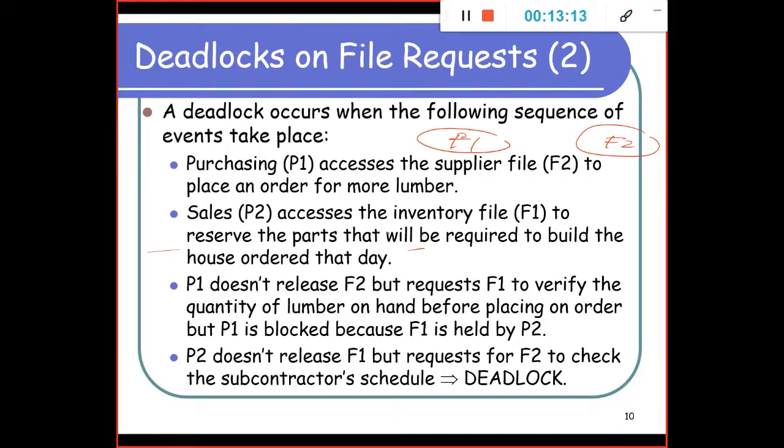Sales P2 accesses the inventory file F1. So first they try to request. The P1 requests, and F2 allocates space for P1. This one is allocated. And then you have sales P2 trying to access the inventory file, it requests, and F1 allocates the resources to P2.